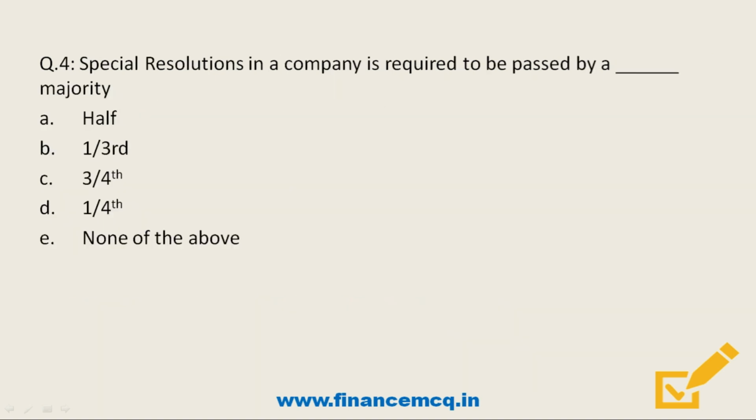Moving on. Friends, next question is, special resolution in a company is required to be passed by dash majority. The options are half, 1/3, 3/4, 1/4, and none of the above. Here the correct answer is option C, 3/4. Remember that special resolutions in a company are required to be passed by 3/4 majority. Cases where special resolutions are required include altering memorandum of association, altering articles of association, paying interest out of capital, or even in case of voluntary winding up of company, etc.